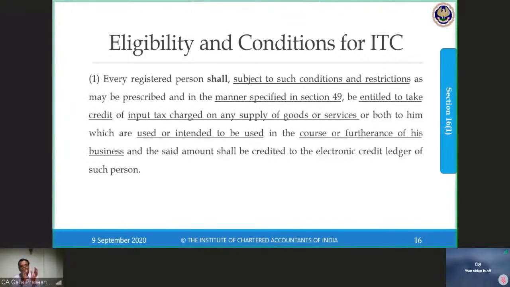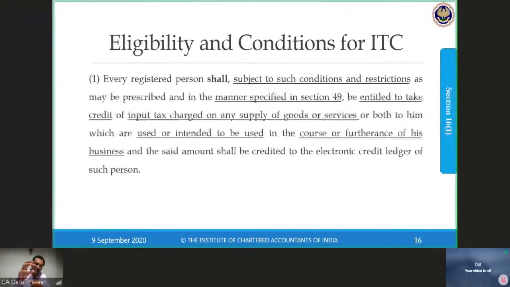So a registered person can be eligible to take input tax credit. What? Input tax charged on any supply of goods or services. Now, when I say goods, is it only inputs or is it only capital goods? My goods includes capital goods unless it is specifically said capital goods. The term goods shall include capital goods until and unless a specific reference to capital goods is used. So goods is a broader set and capital goods is a subset of goods.